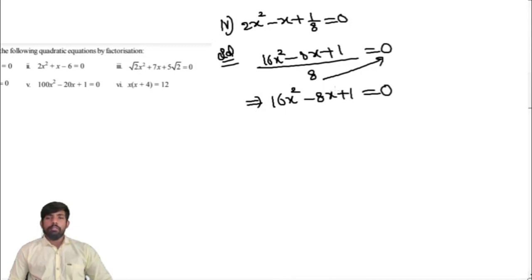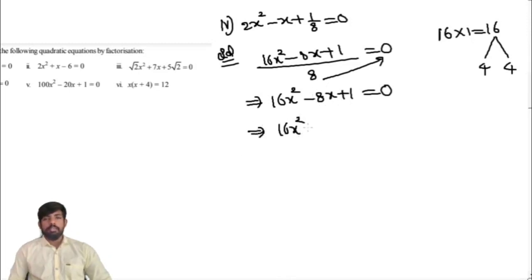So multiply x square coefficient and constant. x square coefficient 16 into 1 is 16. 16 can be written as 4 4s are 16, right? 4 plus 4 is how much? 8. You are getting 8. So can I write now, 16x square minus 4x minus 4x minus 8x plus 1 is equal to 0.